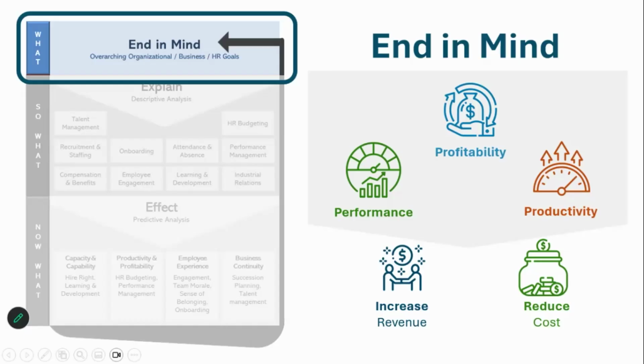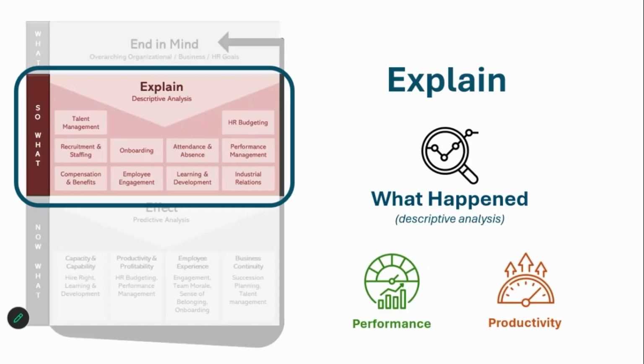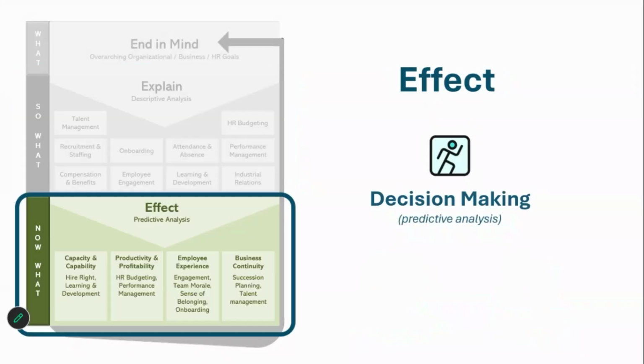After we have this idea, that's the end result the management wants. Then the next one, we are going to explain what happened. And sometimes people call this one a descriptive analysis. So they want to see how well the company is performing and how about the productivity. So the end result here is inside. That means the quality and quantity.